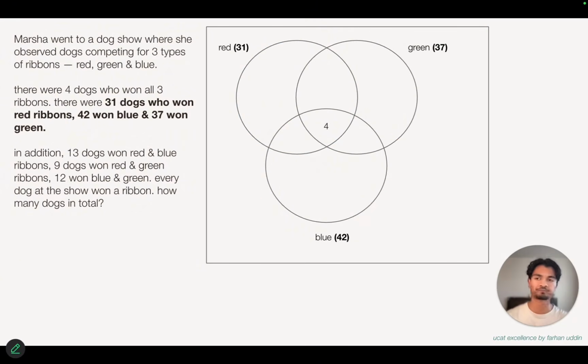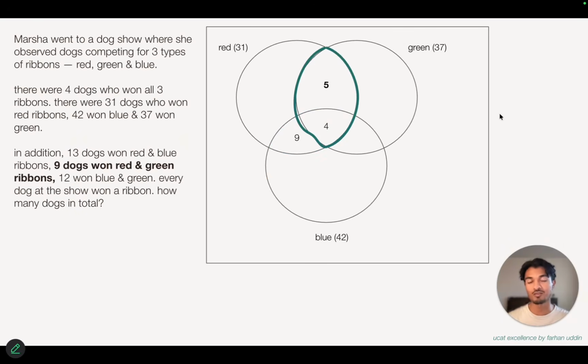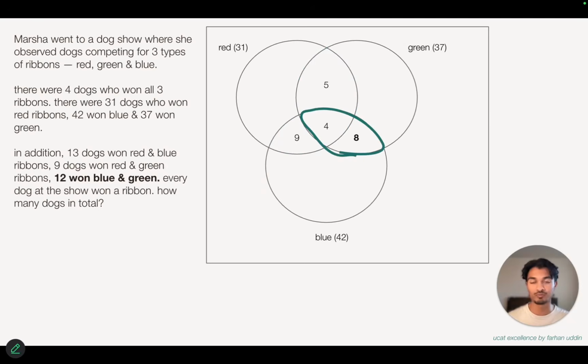Let's keep on going. In addition, 13 dogs won red and blue ribbons. Once again, that's referring to the intersection between red and blue, all of this, not just this section here. If it said only red and blue, then you're right, we're going to put 13 here. But because 13 refers to that section, we have to subtract this 4 from that, which actually makes that 9. And then if we keep on going, 9 dogs won red and green, that makes that a 5. And then 12 dogs won blue and green, that makes that little intersection there an 8.